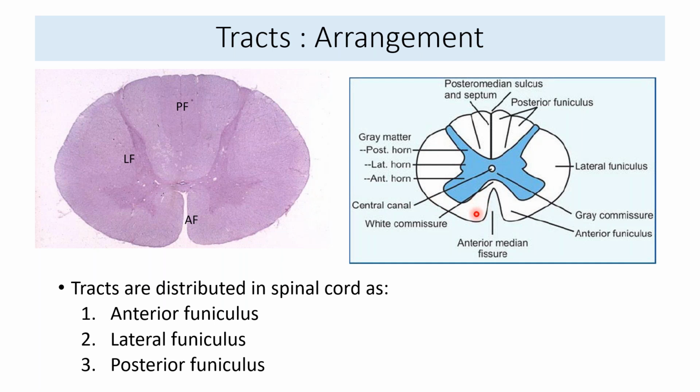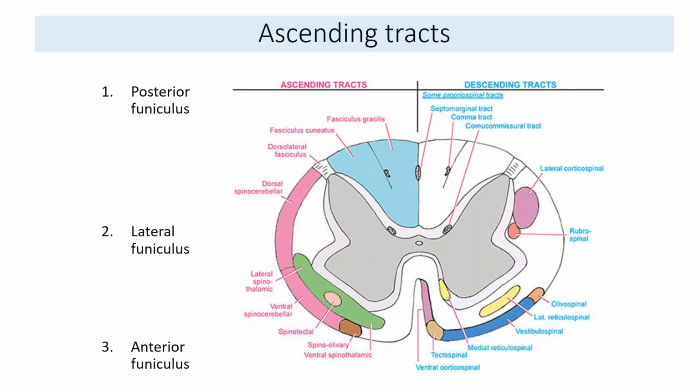This is a white matter or the funiculus area anteriorly, which is called the anterior column or the anterior funiculus. This is the lateral funiculus and this is the posterior funiculus. Similar is shown over here in the histological picture as well. Now let's see over here, also in this diagram, a schematic representation that you have to draw in your exam if it is asked.